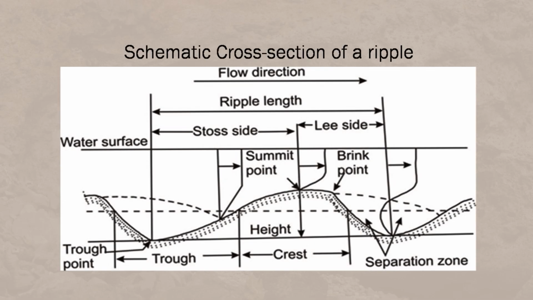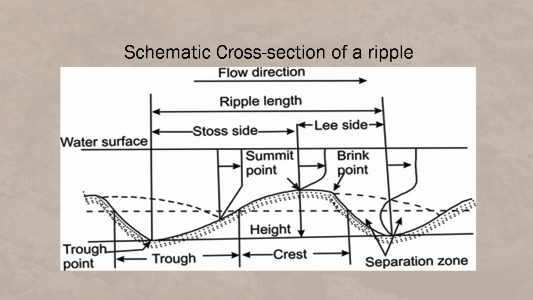This is a diagrammatic representation here. You can see the water is moving from left to right. This is the direction of flow. And the water surface from left to right reaches first, slows down to the bottom portion, and that is called trough. And from the trough it is again lifted up and goes up to a particular height, and then again starts falling. This maximum height to which the ripple reaches is called the summit point.